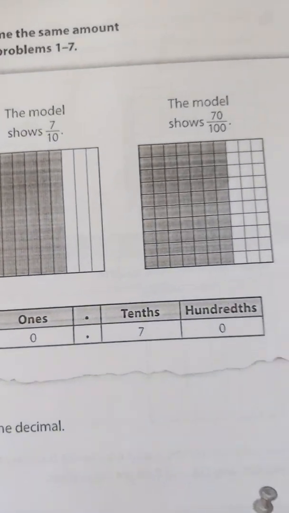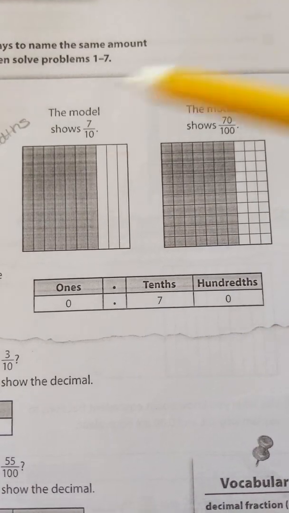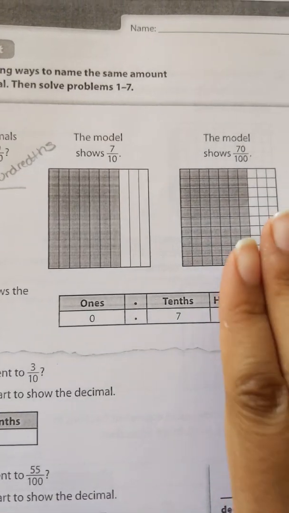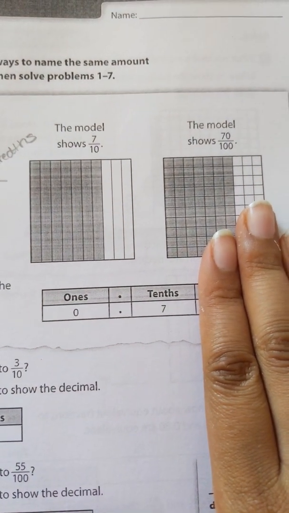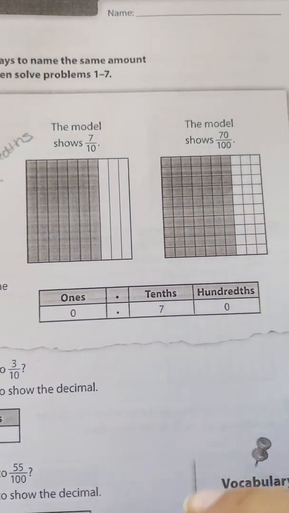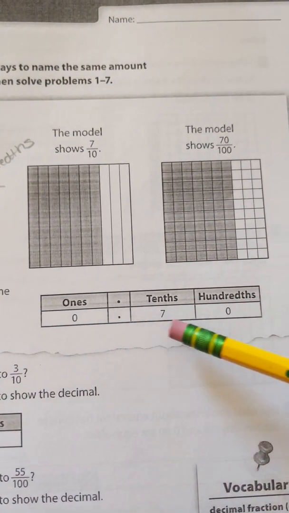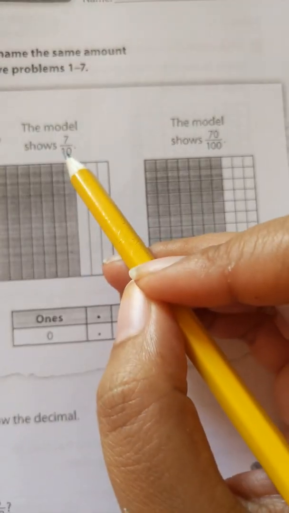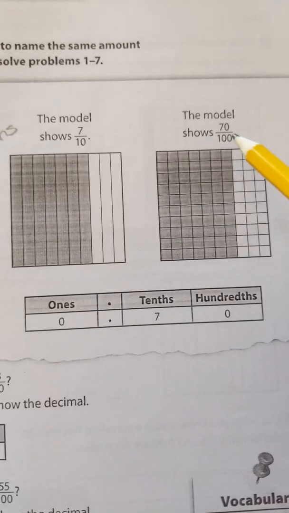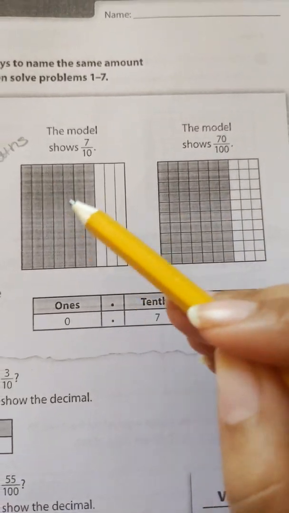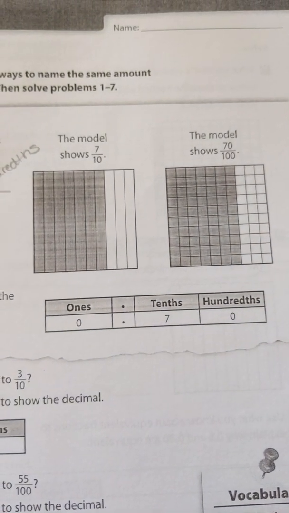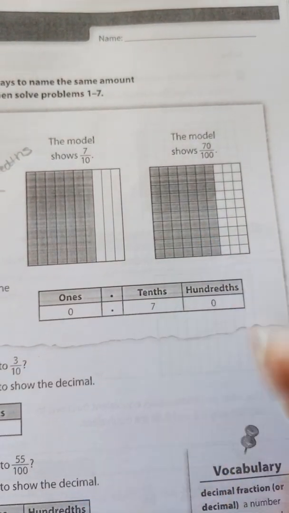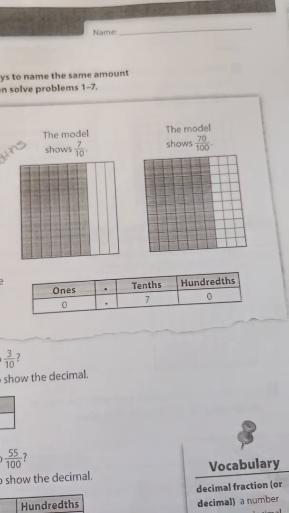Okay, so this decimal shows both of these models. Let me show you how. So this model shows 7 tenths. 7 tenths, there it is. This model shows 70 hundredths. Have we not said the whole time 7 tenths is the same as 70 hundredths? Absolutely we have. Look at that shading. Nobody shaded any more, nobody shaded any less. We just cut it up differently. So when we're looking at decimals, 7 tenths is the same as 70 hundredths.